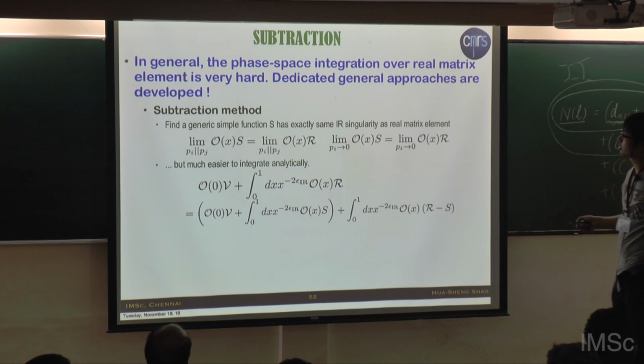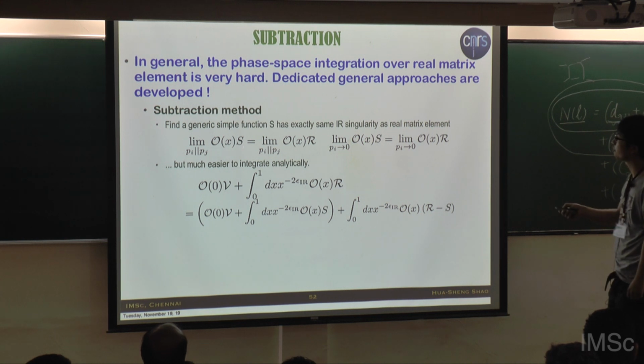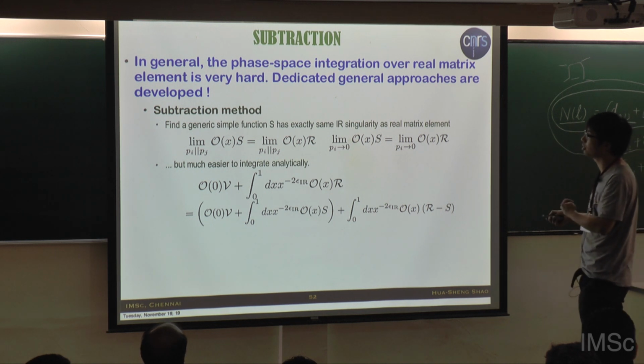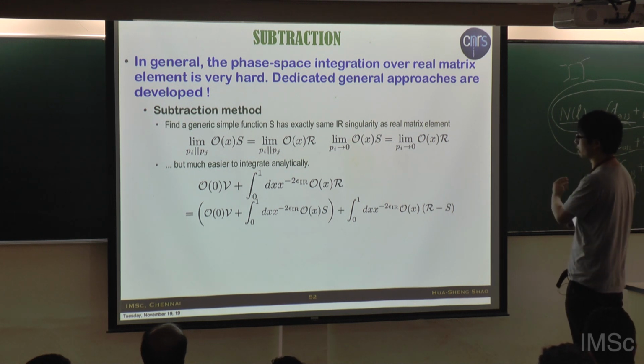So another approach is the subtraction method. It's very mature at next-to-leading order, and it's also quite developed at next-to-next-to-leading order. The general idea is very similar, regardless of the order. The general idea is you just find a simple function to mimic my real matrix element. My real matrix element is too complicated, but I'm trying to find a simpler function that I can integrate analytically, but also has the feature that I match exactly the same infrared singularities as the real matrix element, right?